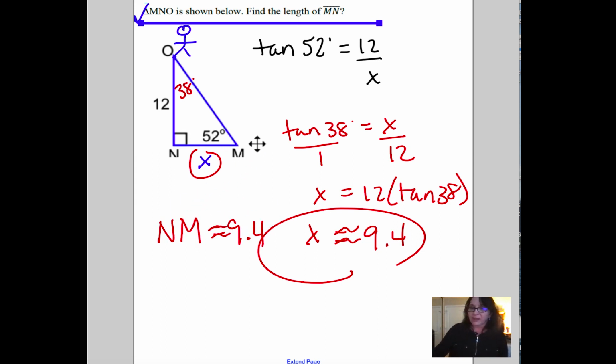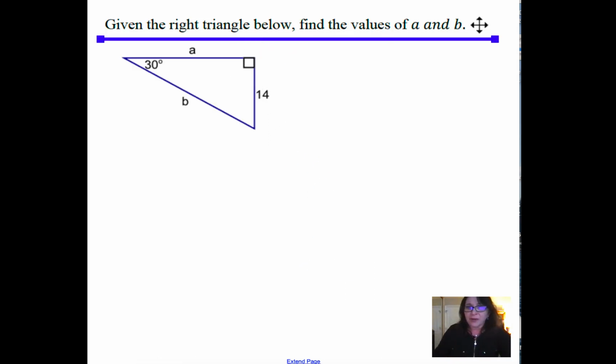And you never put a line segment over a measurement, okay? Don't do that. Okay, so the right triangle below, find the values of A and B.